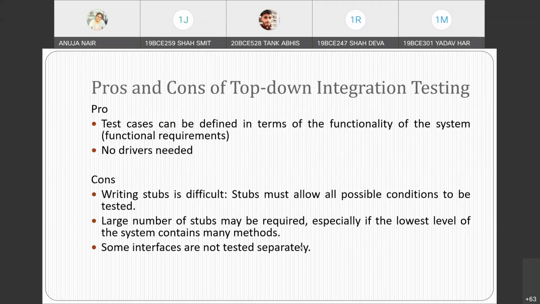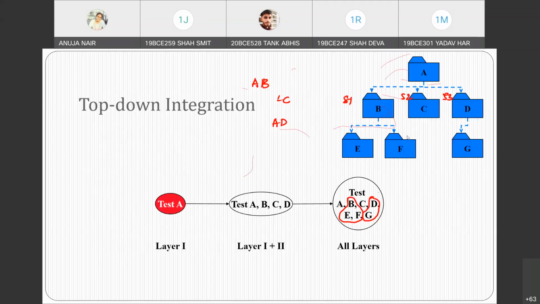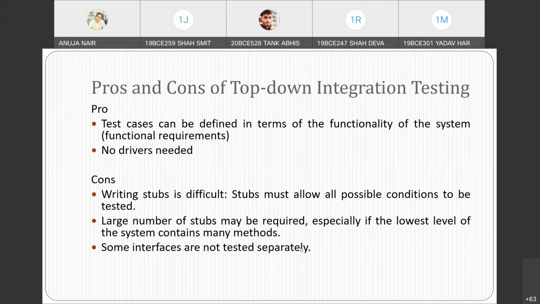And some interfaces are not tested separately. It might happen that, because a stub means the complete implementation is not written, they are not tested separately. So that is what is written. Some interfaces may not be tested separately.